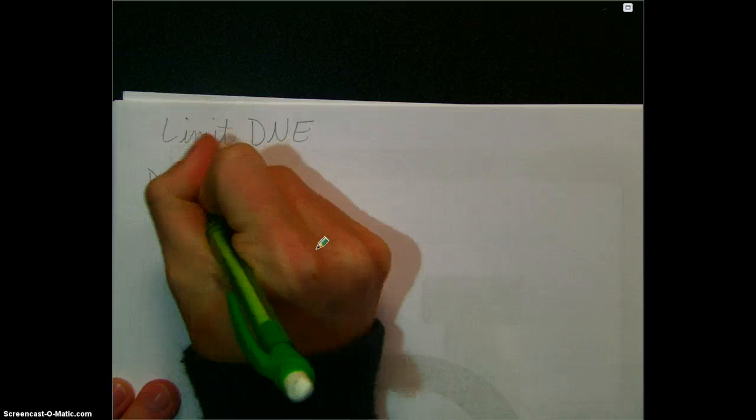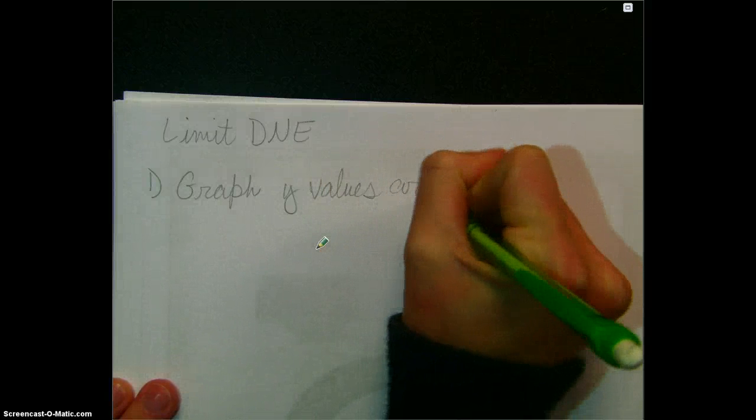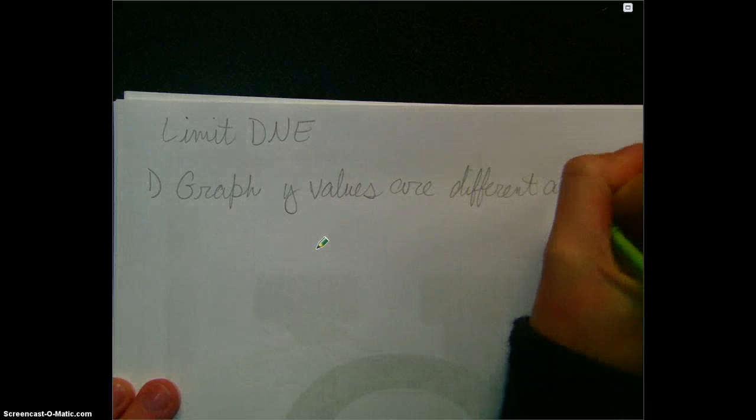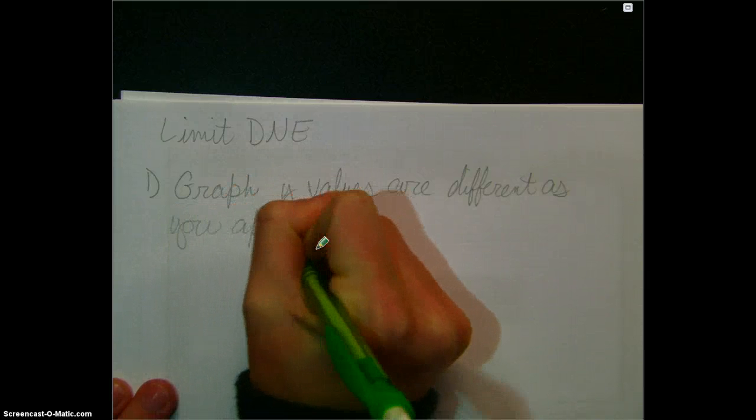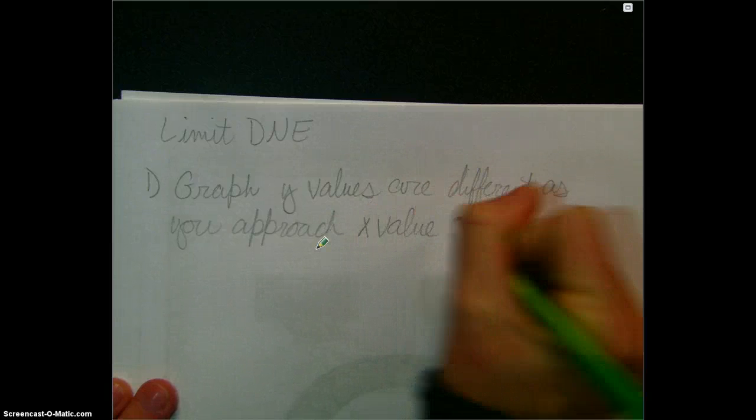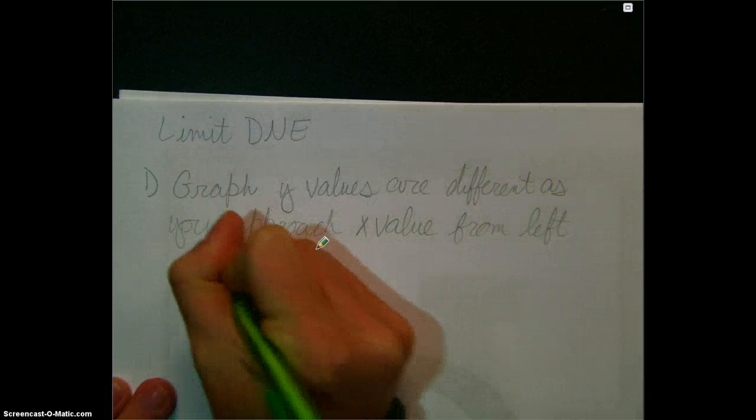The first one that we're going to talk about is when the y values don't match as you approach from the left and from the right. So if you're looking at a graph, your y values are different as you approach a given x value from the left and from the right.